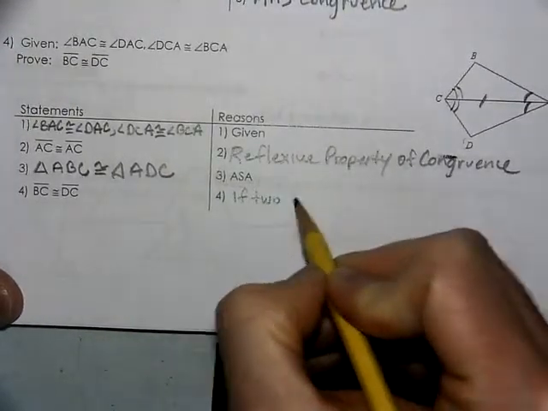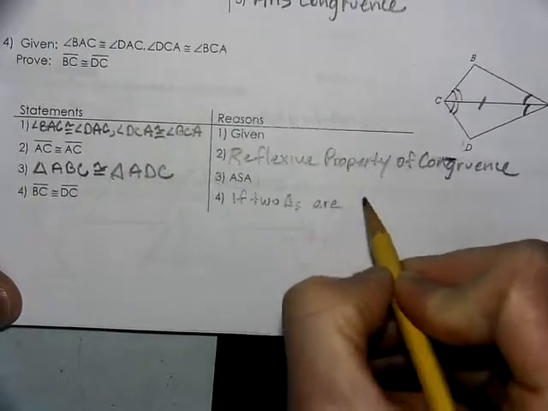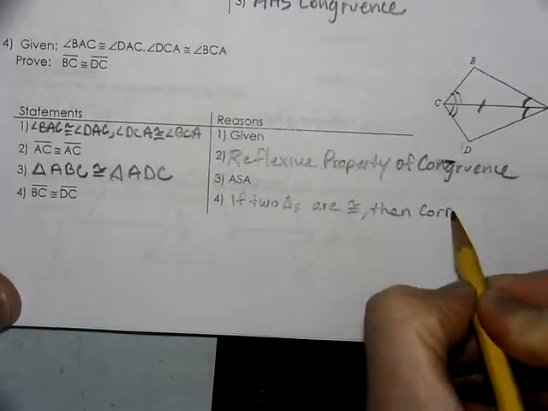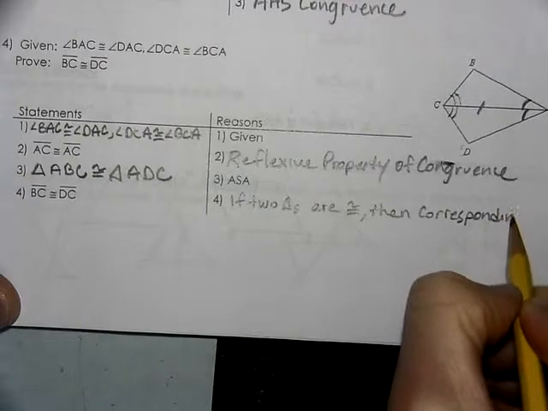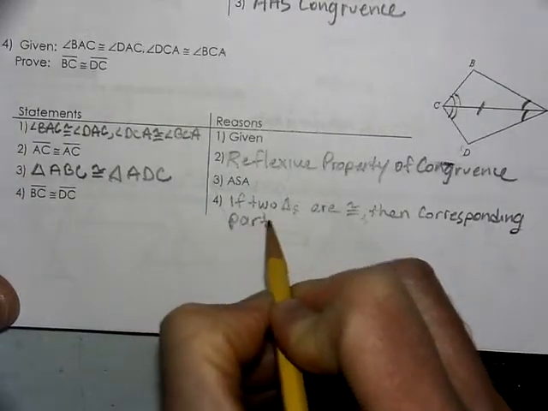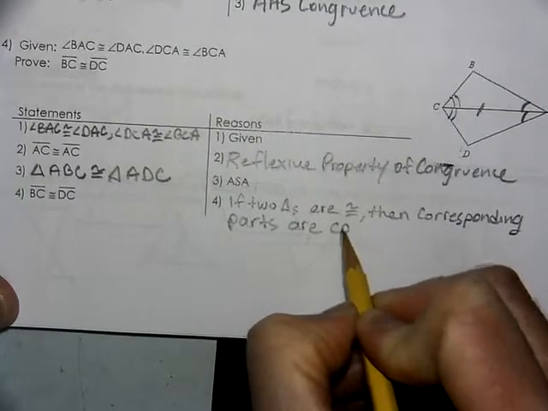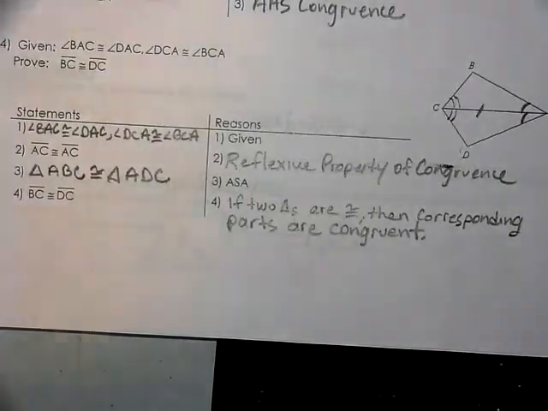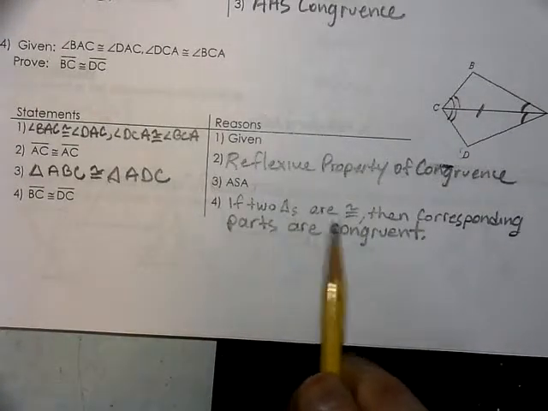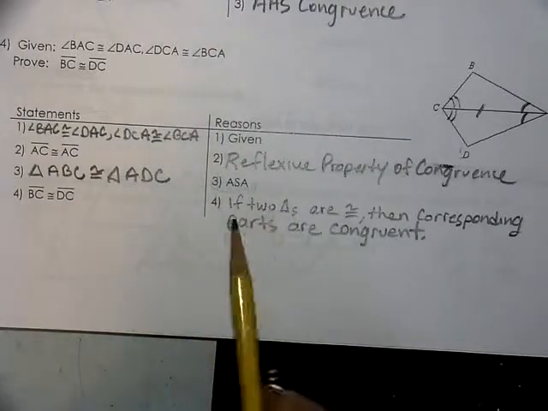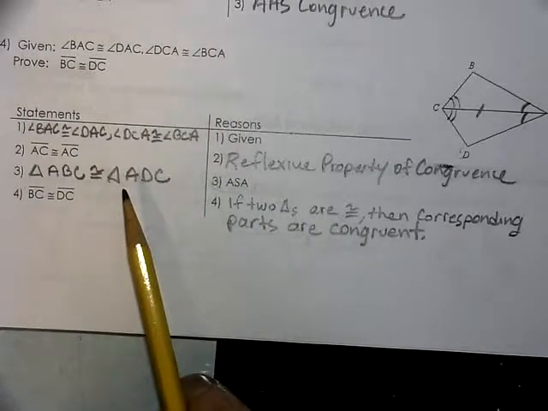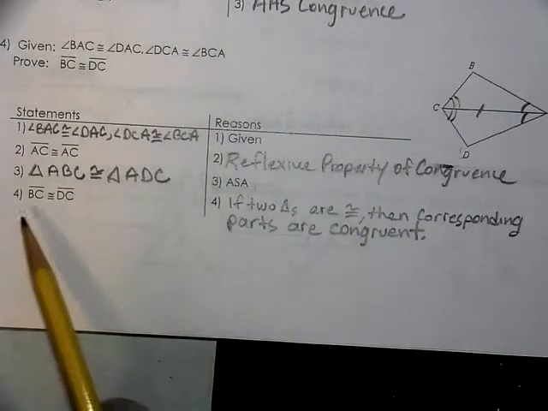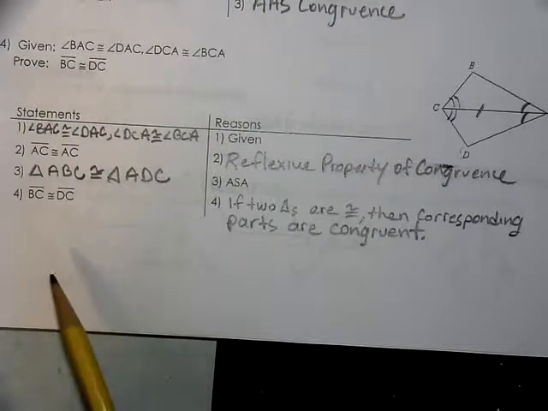If two triangles are congruent, then corresponding parts are congruent. That's the best way to write it. If two triangles are congruent, we've shown that earlier. Remember, all ifs have to be shown earlier. If the triangles are congruent, then corresponding parts, which these are, have to be congruent to each other.